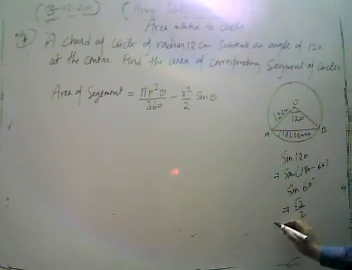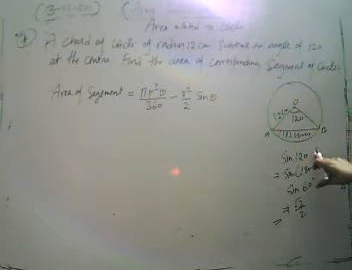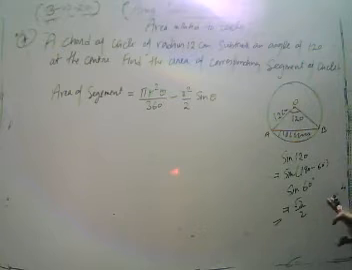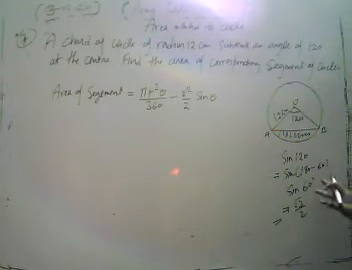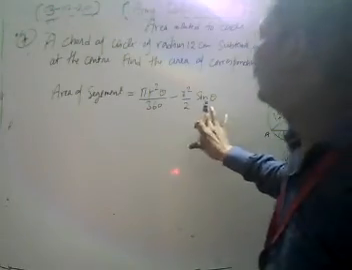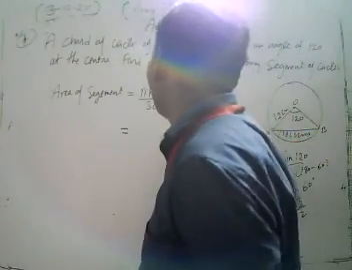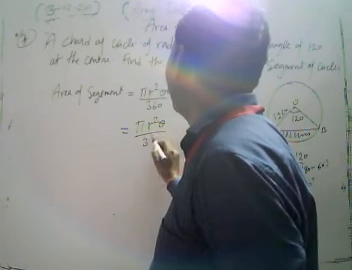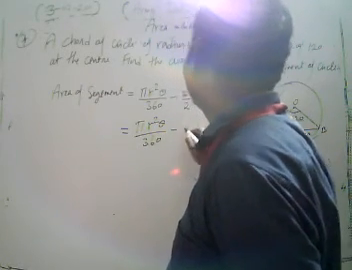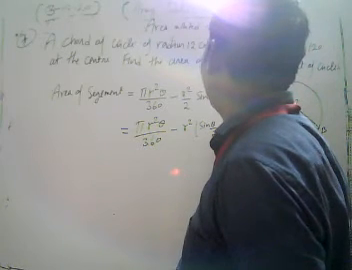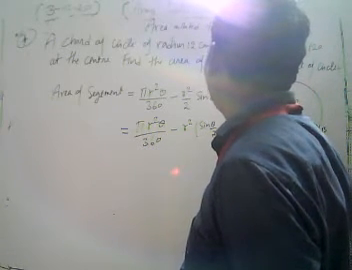You have to learn that the value of sin 120 is root 3 by 2. But if you are not able to learn the value of sin 120, this formula can also be written in the form of pi r square theta upon 360 minus r square sin theta by 2 into cos theta by 2.